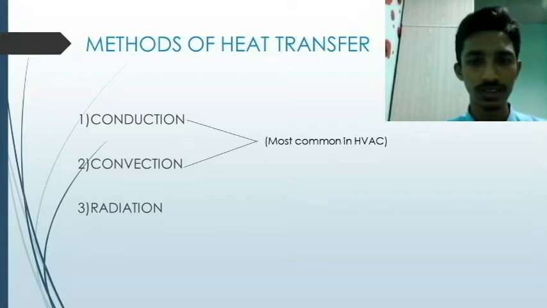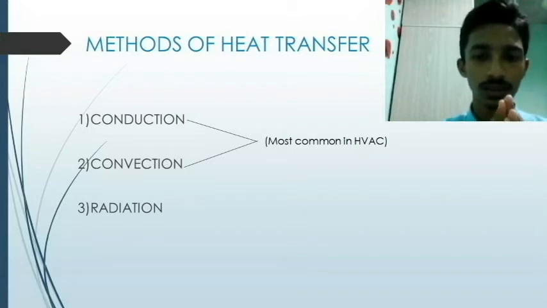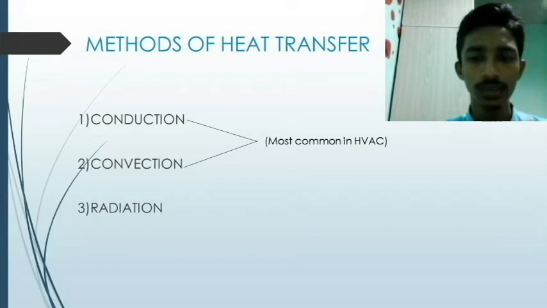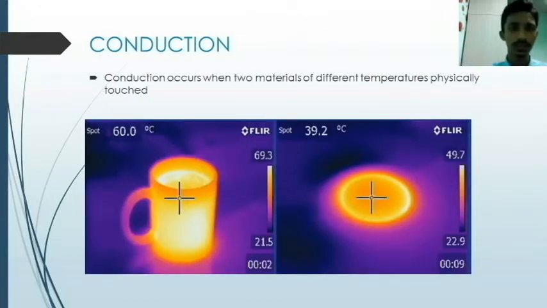Most heat exchangers for HVAC purposes use conduction and convection. Radiation heat transfer does occur, but it makes up only a small percent. The first method is conduction. Conduction occurs when two materials of different temperatures physically touch. For example, if we place a cup of coffee on the table for a few minutes and remove the cup from the table, it will have conducted some of the thermal energy.